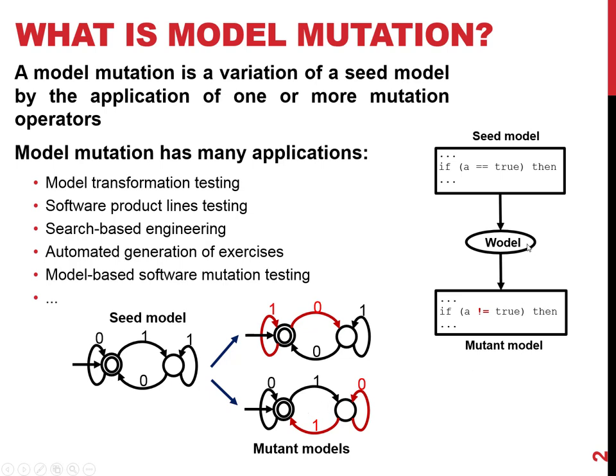On the right side of the slide, we can see another example. In this case, it corresponds to the application of a mutation operator to the domain of a programming language. In this example, the applied mutation operator replaces an equals operator of a conditional by a distinct operator.